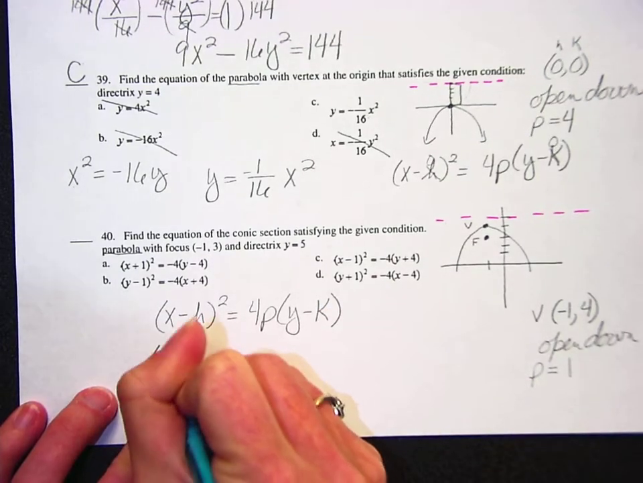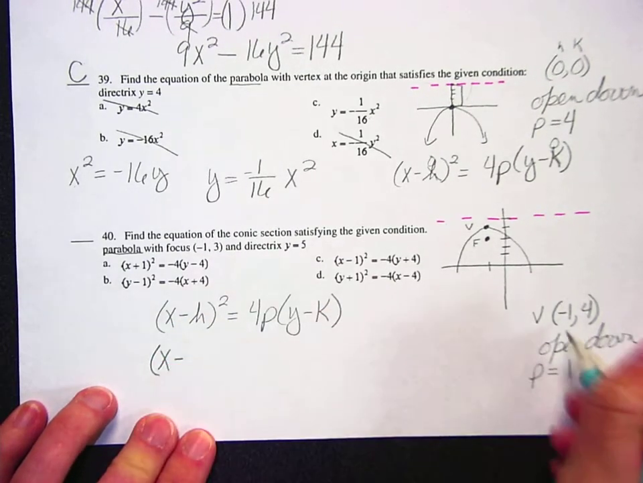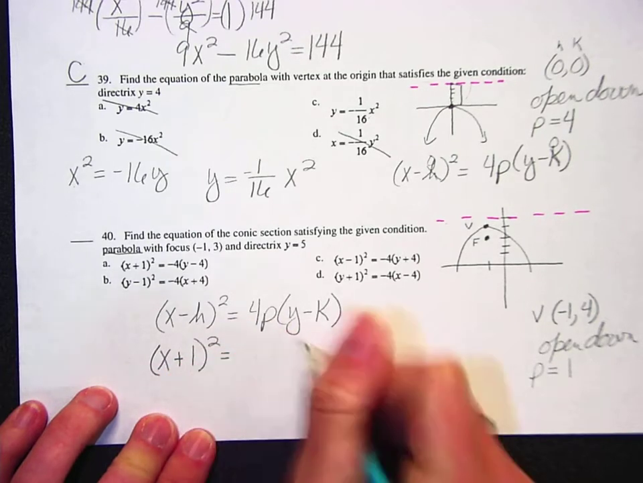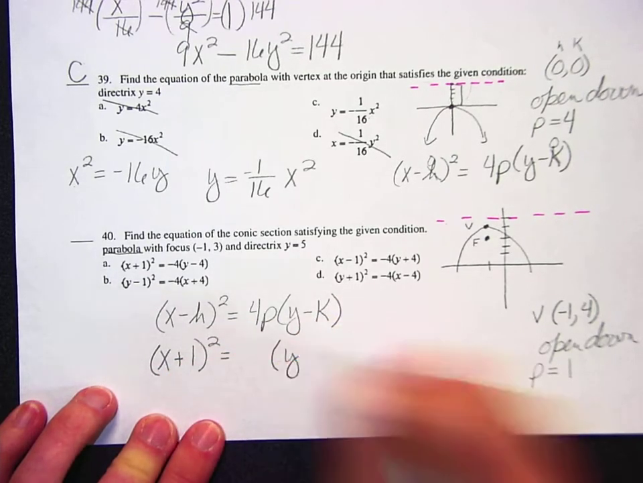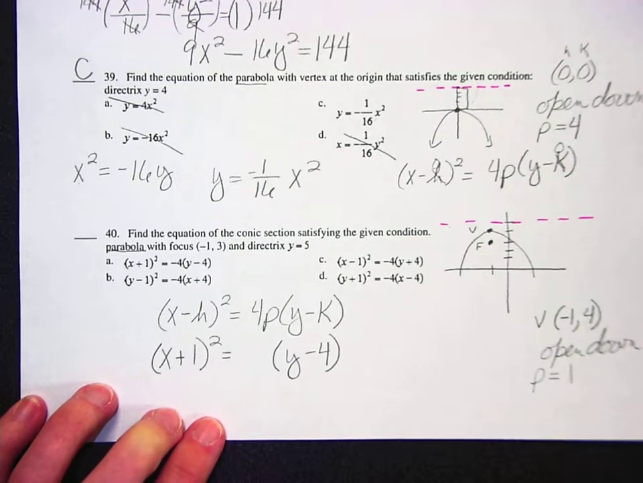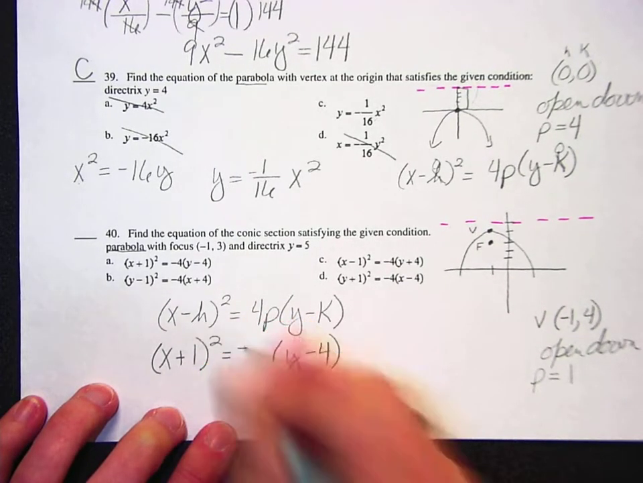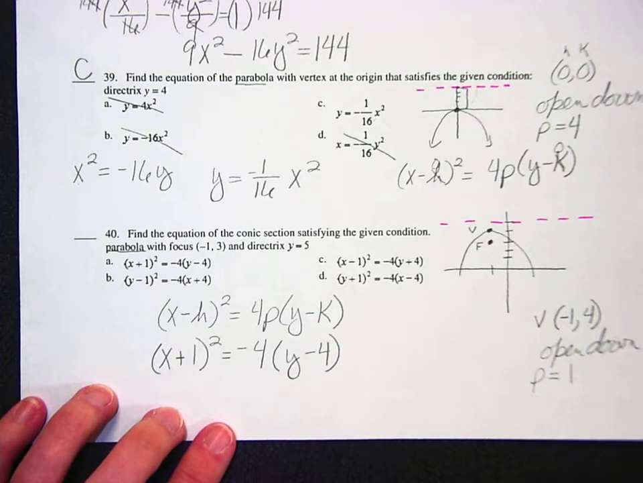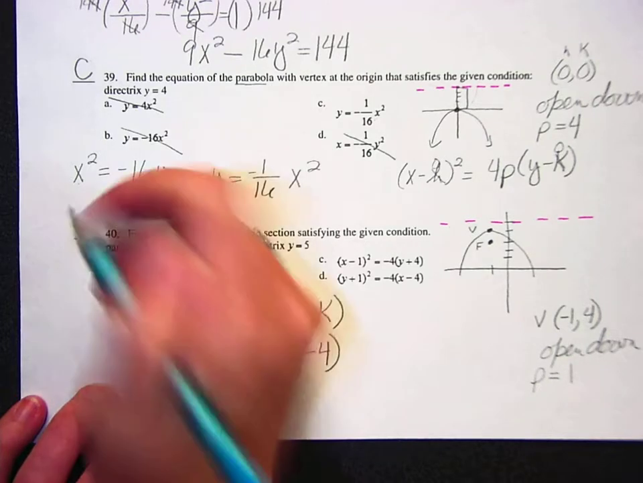All right, so let's plug in h and k first. So x goes with x, opposite sign, so plus 1. And I'm going to leave 4p for just a minute, come back to it. And y goes with y, opposite sign, so minus 4 right there. And again, I want it to be negative, so it will open down, and 4p is going to be 4. 4 times 1 gives me 4. All right, so looking at my answer choices, that gives me answer choice A.